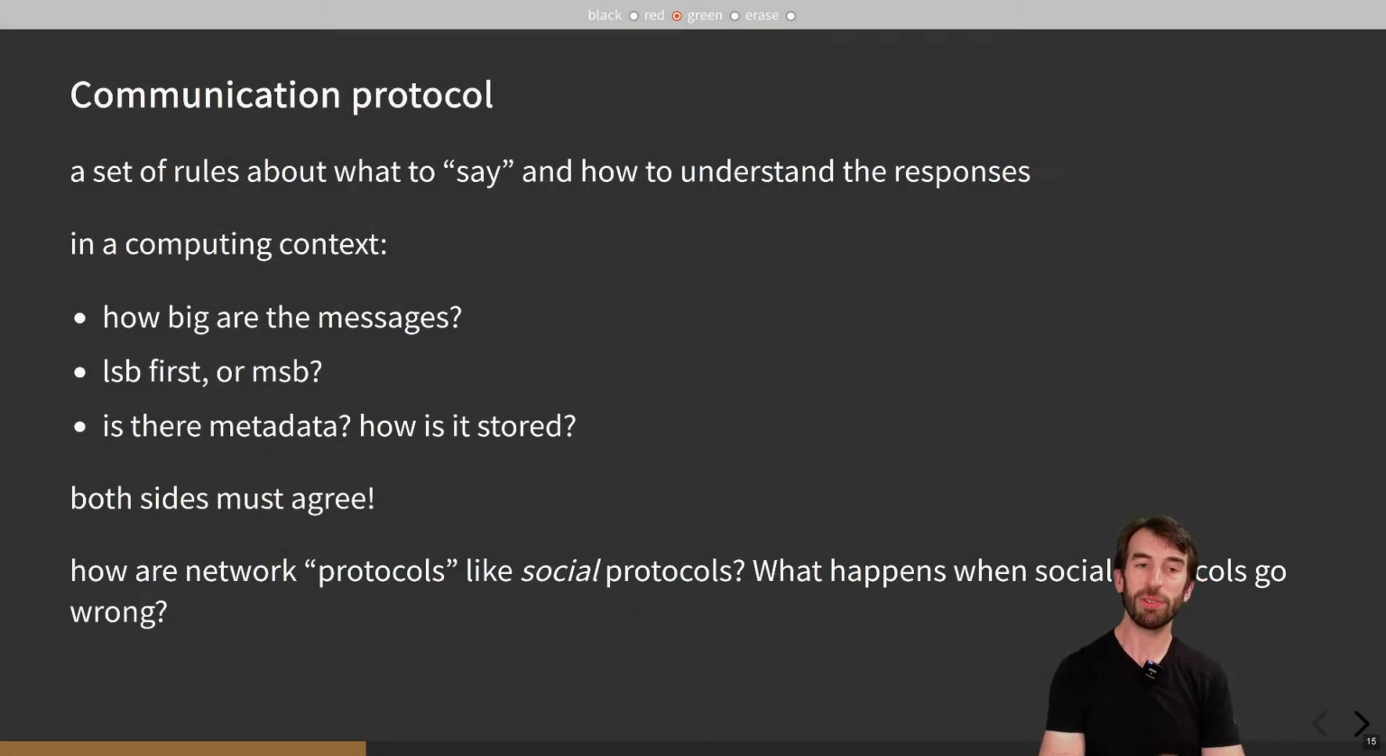Communication protocols. These are a set of rules about what to say and how to understand responses. In the computing context, we could have rules like how big are the messages going to be. That would have been useful in the ReactNet protocol. Are we doing little endian first or big endian? Is there metadata? Are we expecting some metadata that's stored in a particular way? Both sides have to agree in a protocol.